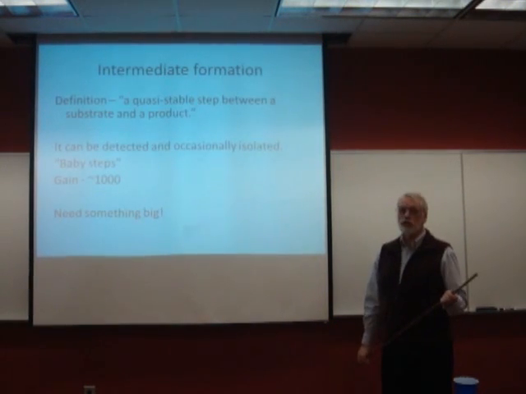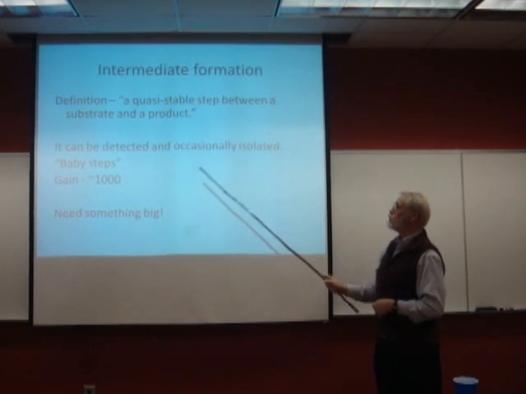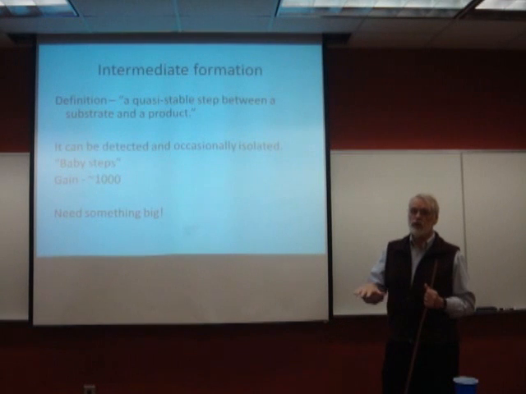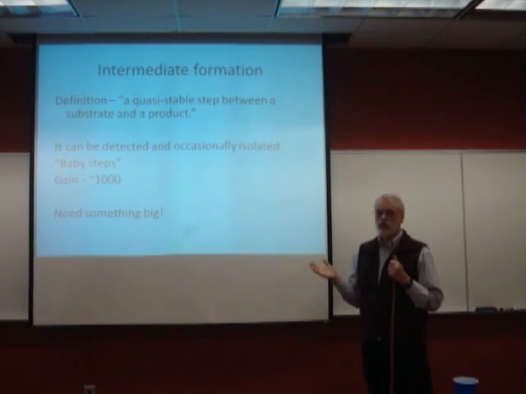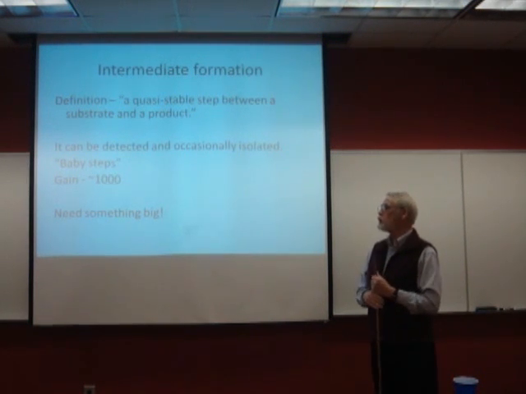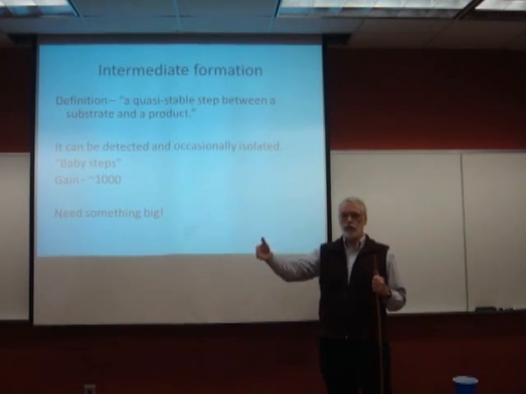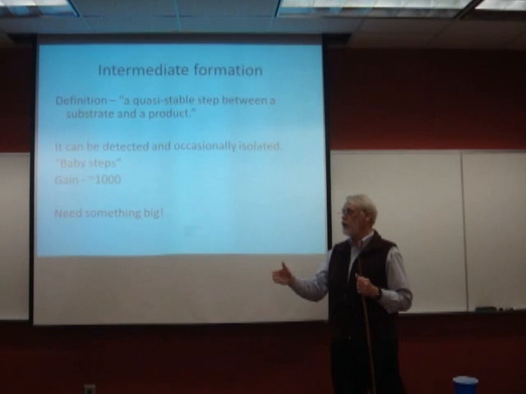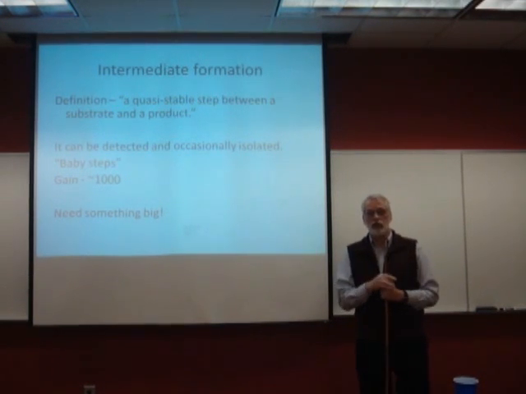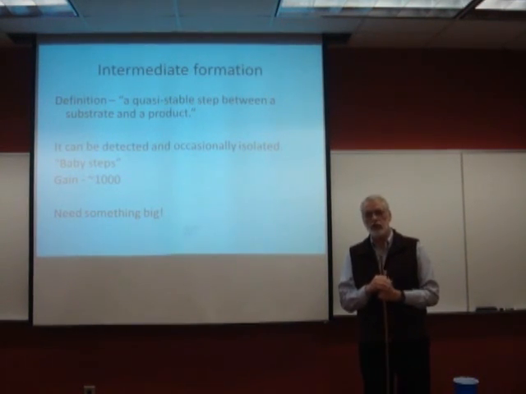So let's go do some more definitions on this. An intermediate is a quasi-stable step between the substrate and product. It can be detected and occasionally isolated. Not guaranteed, but that happens. People will do this. And think about this as baby steps. We're taking little simple steps, one step at a time, rather than trying to do it in one giant leap. And again, we're going to get a gain of around 1,000, which is okay. But we need a lot more than that. We really need something big to drive the reaction faster.